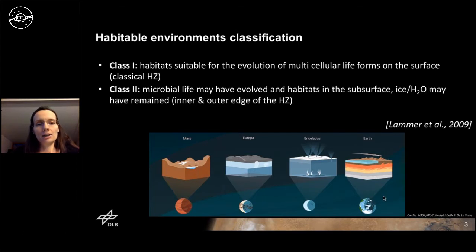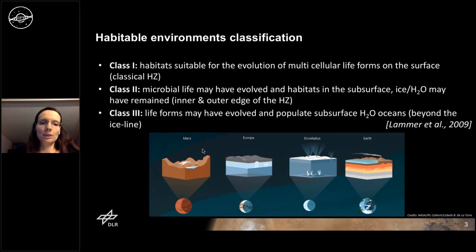Class 2 habitats are those where microbial life may have evolved and habitats in the subsurface have remained. This typically refers to the inner and outer edges of the habitable zone, and Mars is a classical example. Class 3 habitats are those where life forms may have evolved and populate subsurface water oceans. This is typical for bodies beyond the ice line, such as Europa and Enceladus.